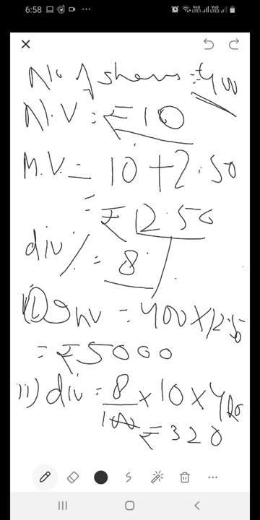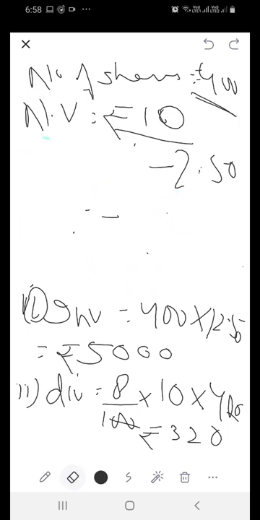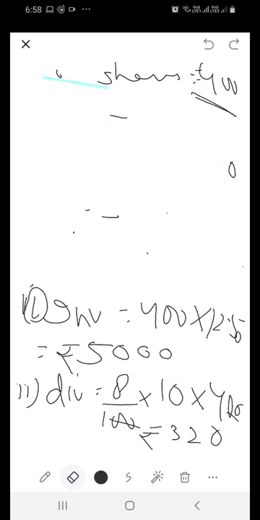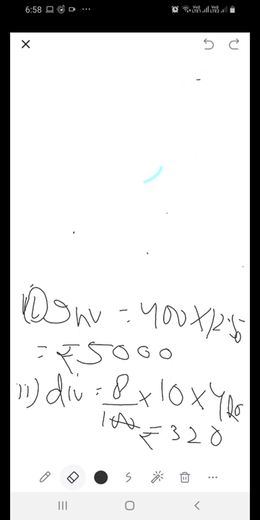Now in the third part, you have to find the yield. Yield means how much return he has got, which means you have to find the rate of return. And for the rate of return, you are going to use the third formula which I wrote for you.